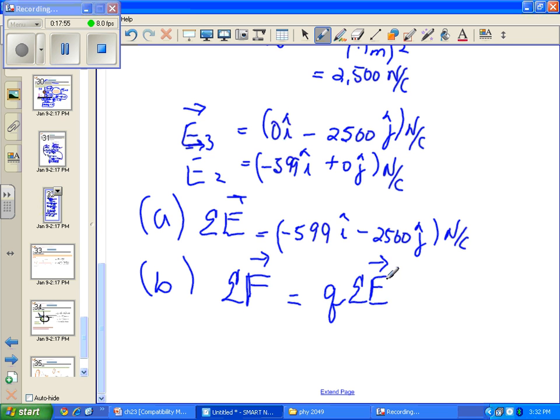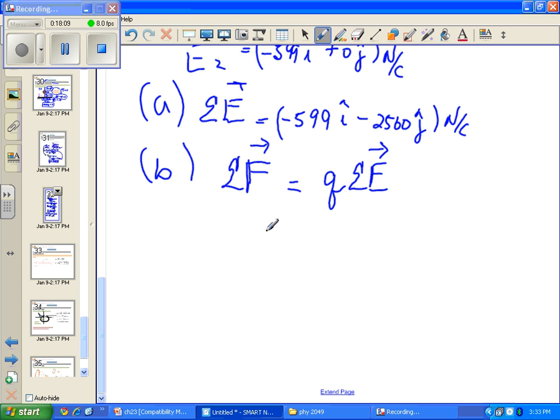Remember, once you know the value of the electric field at any point in space, if you put a charge there, you can get the force on the charge as the product of q times the electric field. Well, let's see. q is 5 e to the minus 9 coulombs, and it's positive, so we don't even really have to put a plus sign there. Times minus 599 i hat minus 2500 j hat newtons per coulomb.